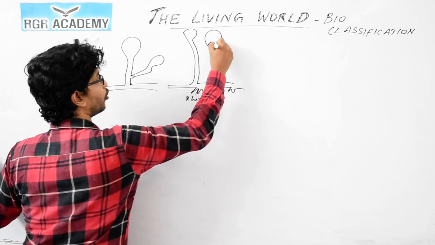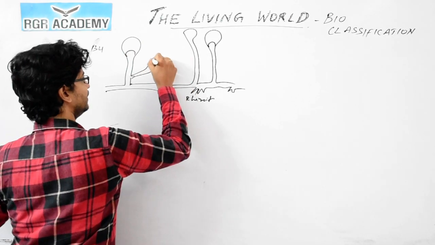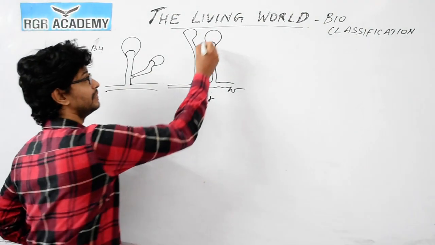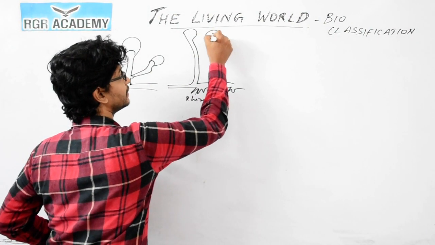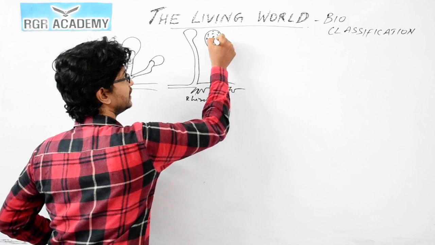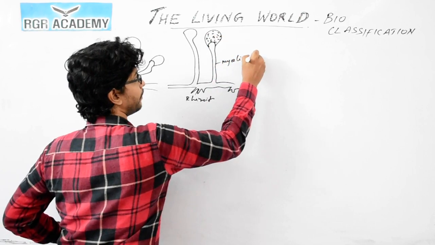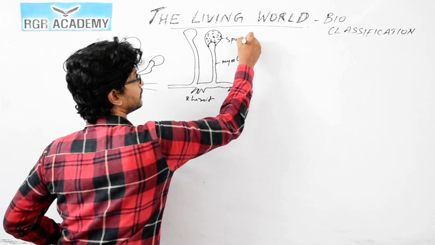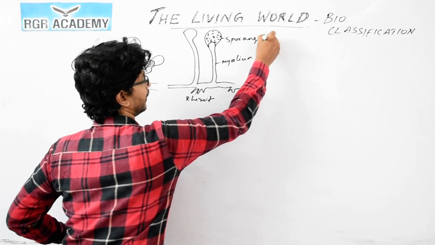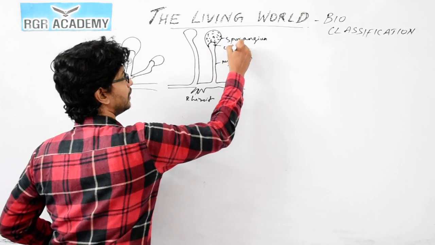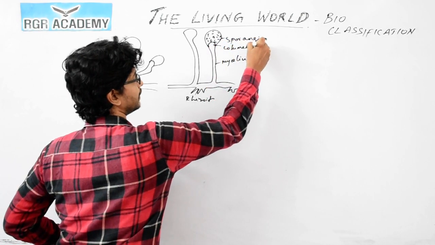Here you could see the columella part. But mostly rhizopus and mucor both are exactly the same. This is a sporangium part, and inside the sporangium you could see the sporangiospores. This is mycelium. This is sporangium, and this is a rhizoid, right? And this is a columella that you could see.